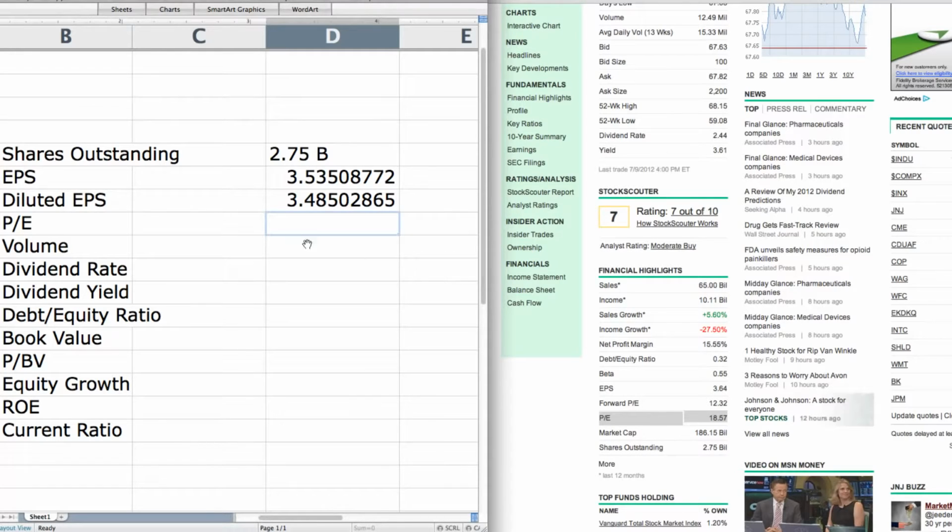So for Johnson & Johnson right now, we have to spend $18 to make $1 in a year. That's not all that great. You can find a lot of companies that have a PE of 10 or lower, and that's really what you're looking at for the current market conditions.